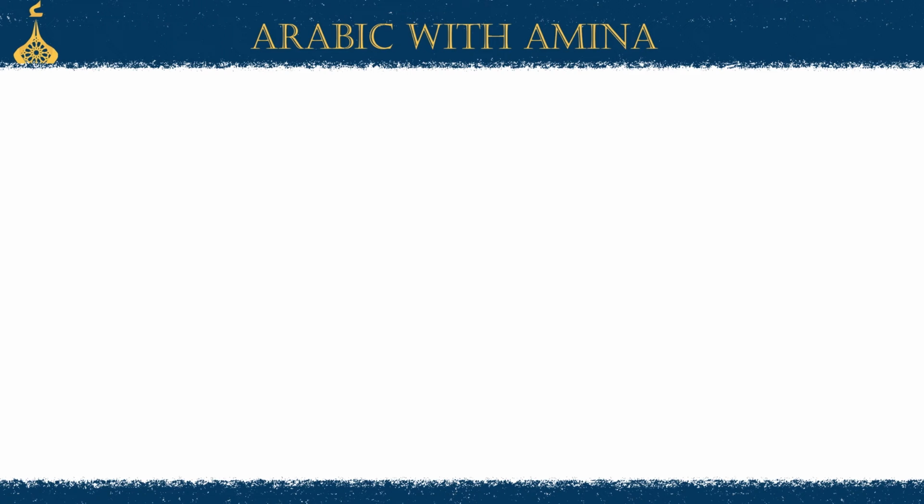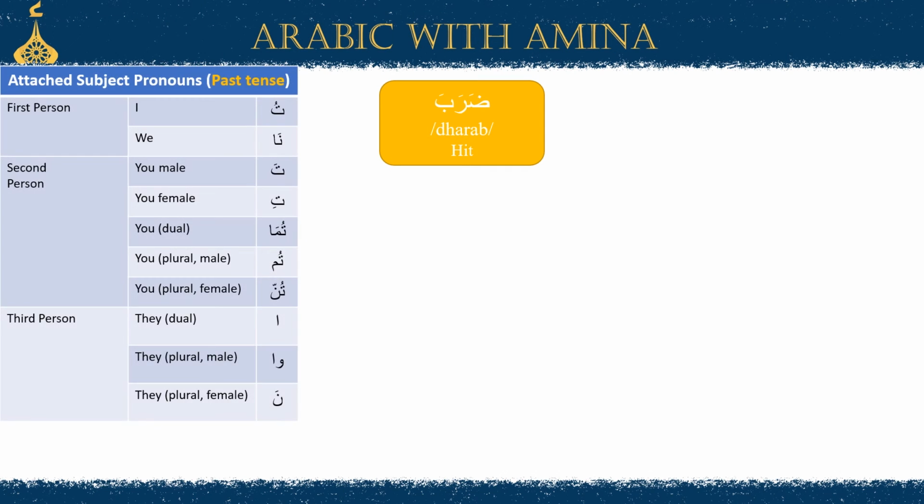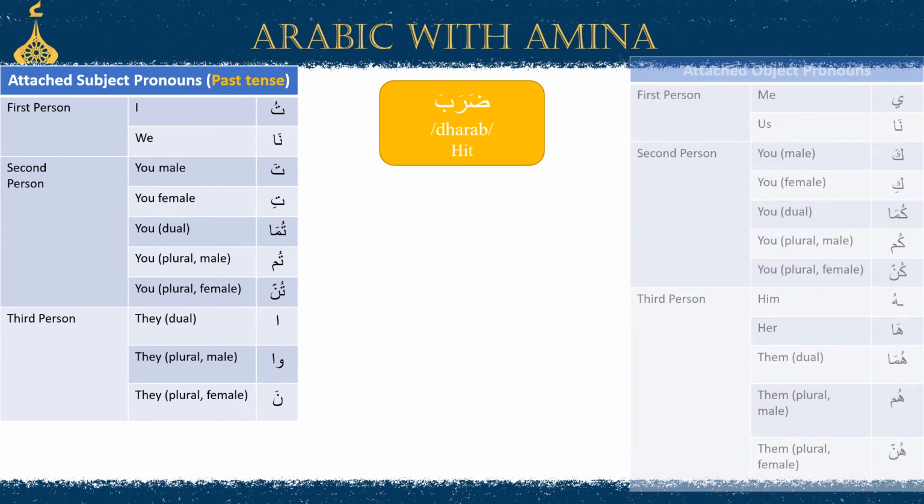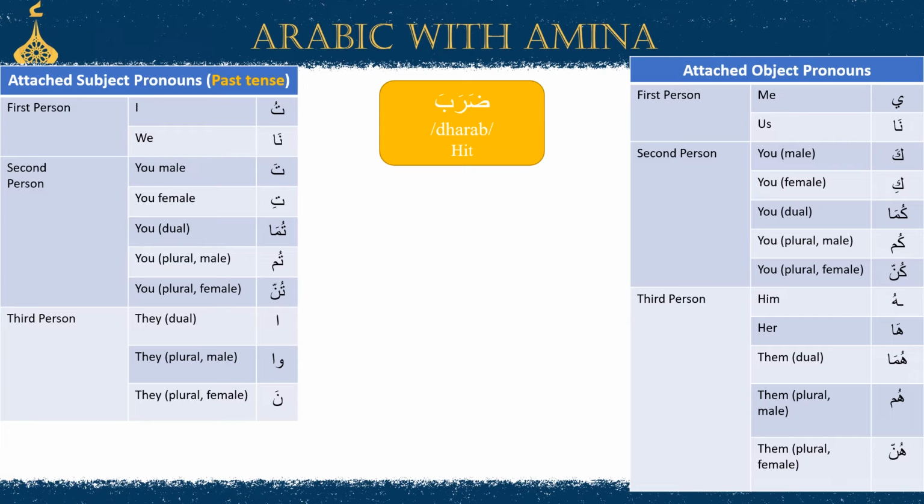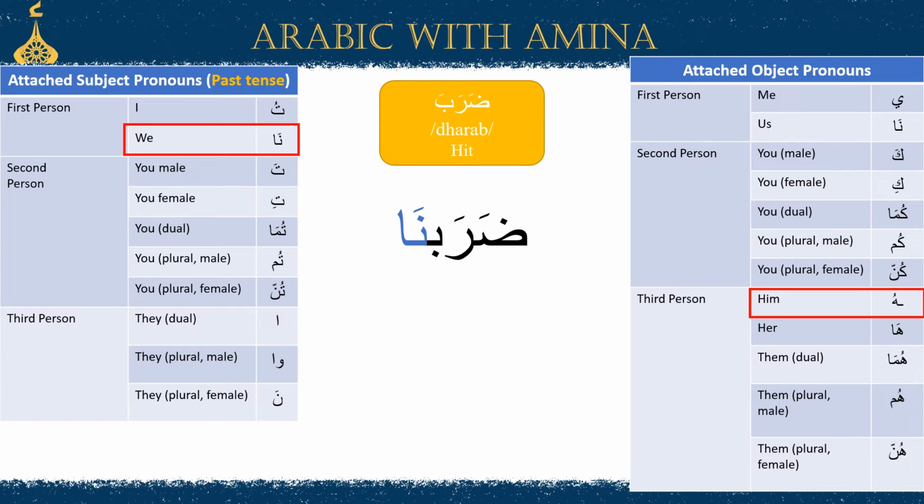So we're still going to take our verb ضرب, hit, and this is our table for the subject pronouns in the past tense, and this is our table for the pronouns of the object. Our first example is going to be that we hit him. So we're going to add the subject pronoun first, ضربنا. Then we're going to add the object, which is him, which is a ha. So ضربناه, we hit him.